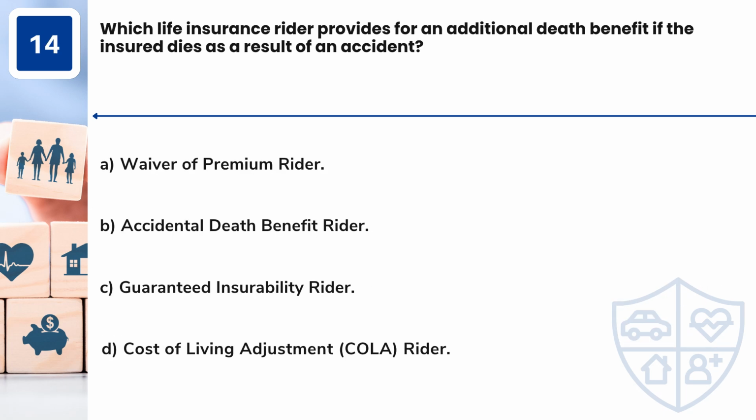Question 14. Which life insurance rider provides for an additional death benefit if the insured dies as a result of an accident? A. Waiver of premium rider. B. Accidental death benefit rider. C. Guaranteed insurability rider. D. Cost of living adjustment, COLA, rider.